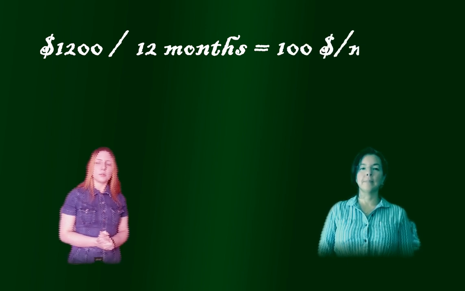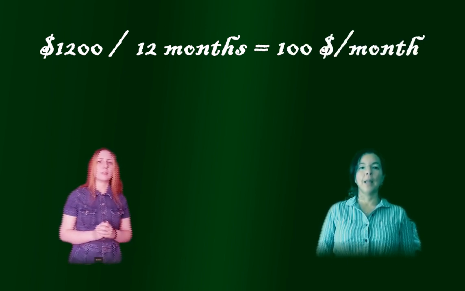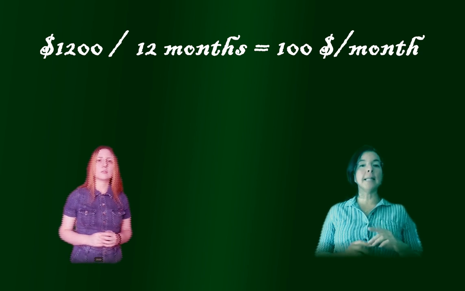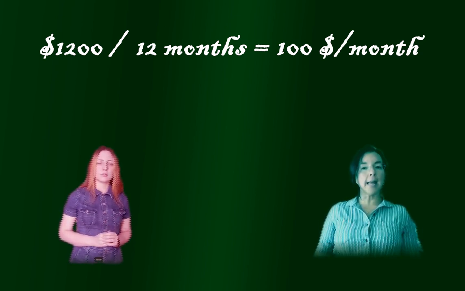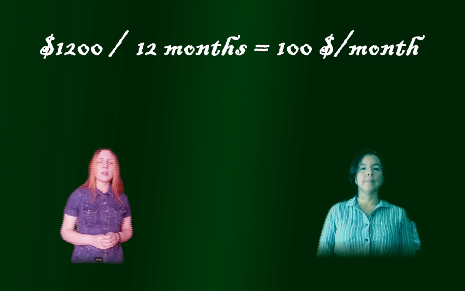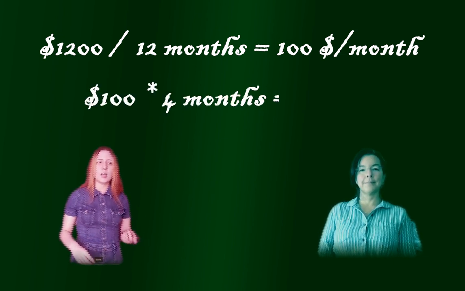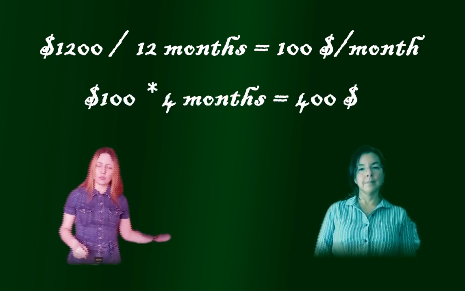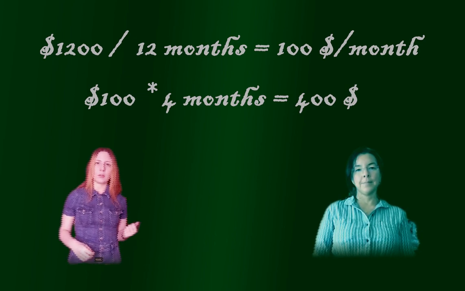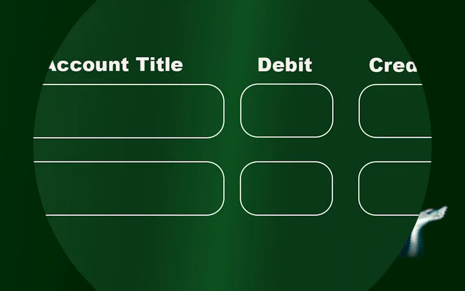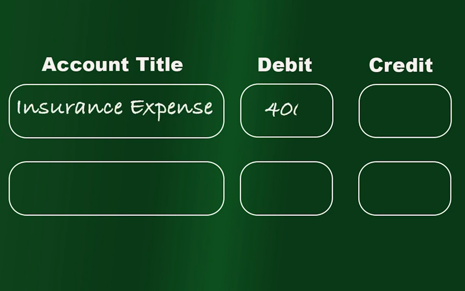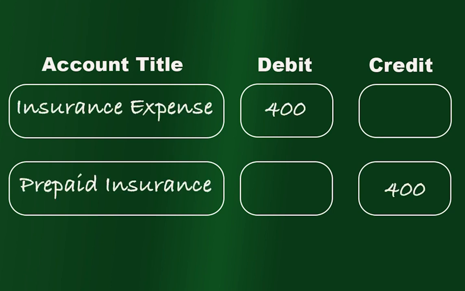Sure, Lana. You need to calculate how much Kevin would pay for the insurance monthly. We will divide 1,200 by 12 months. So it will be $100 monthly. And 4 months have now passed since the day Kevin got the insurance and today. Okay, so if we multiply $100 by 4 months, that will be $400 worth of insurance since the day he bought it. Here's how the journal entry looks. Debit insurance expense $400 and credit prepaid insurance $400.